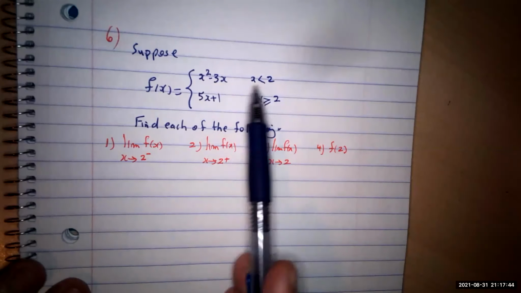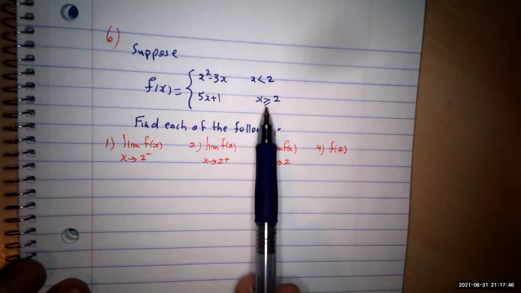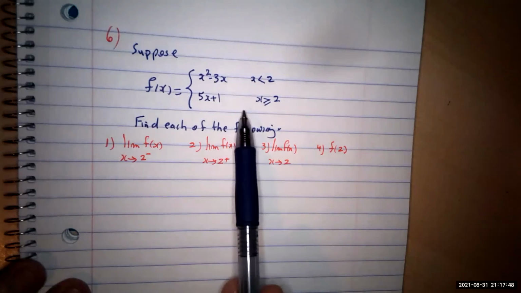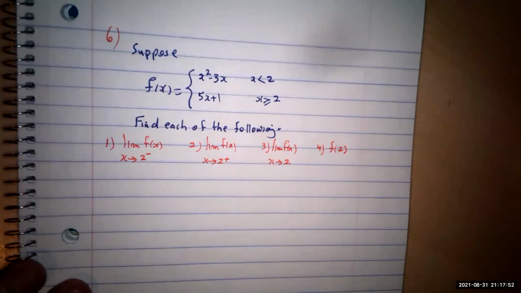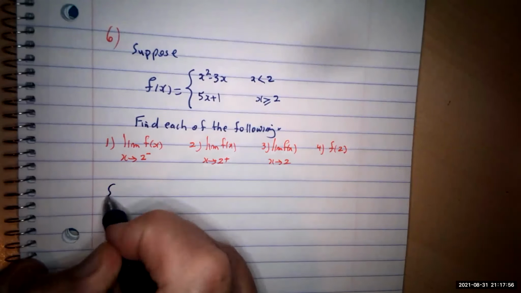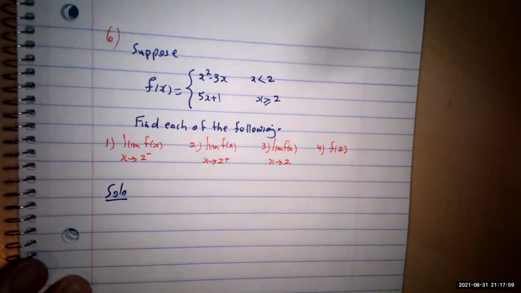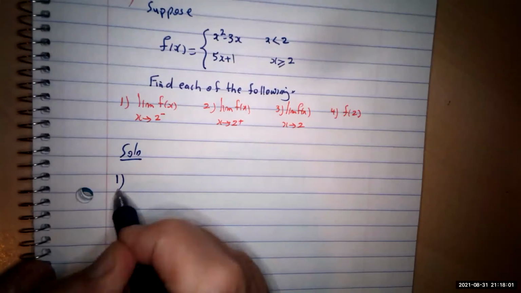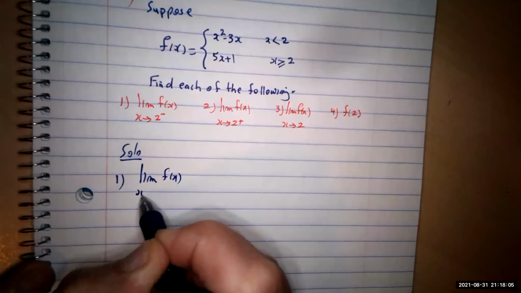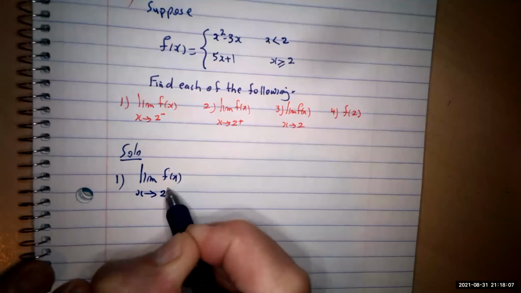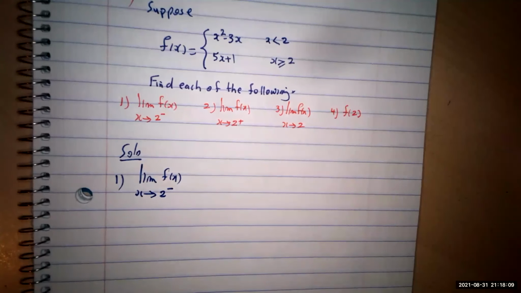When x is less than 2, this is the function. When x is bigger than 2, this is the function. So for each case, you have to decide which part you are going to use. Are you going to use the first part or the second part? And this is how we're going to do it. Solution. You see the first one. You want to find the limit of f of x when x goes to 2 negative. Remember 2 negative means from the left. So x goes to 2 negative.